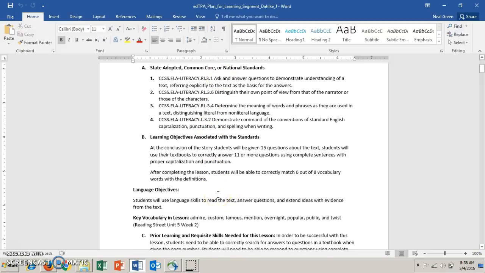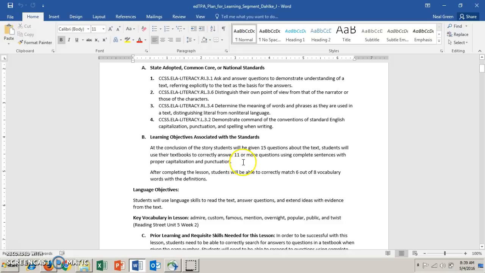At the conclusion of the story, students will be given 15 questions about the text. Students will use their textbooks to correctly answer 11 or more questions using complete sentences with proper capitalization and punctuation. Okay, that's more of an activity than an objective. So what do you want students to be able to do? You want them, start out with the students will.